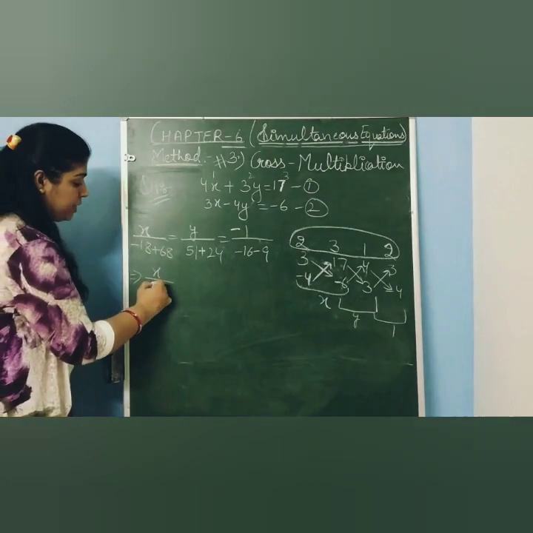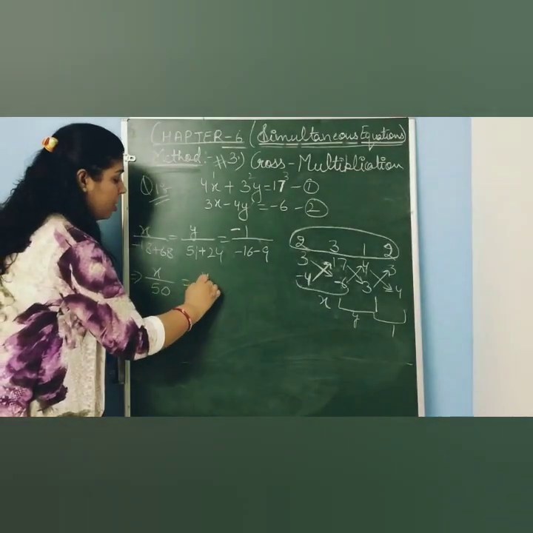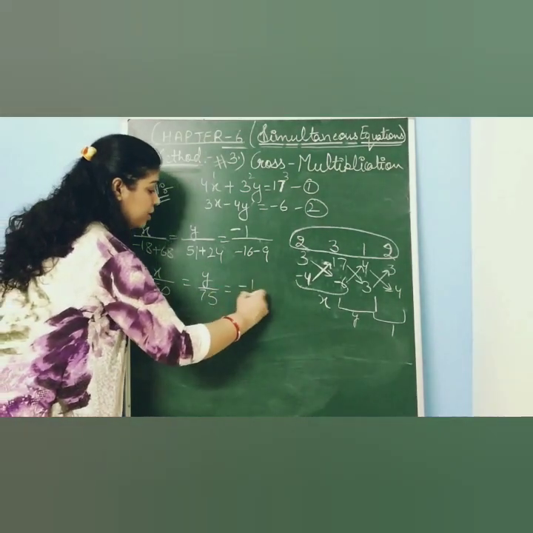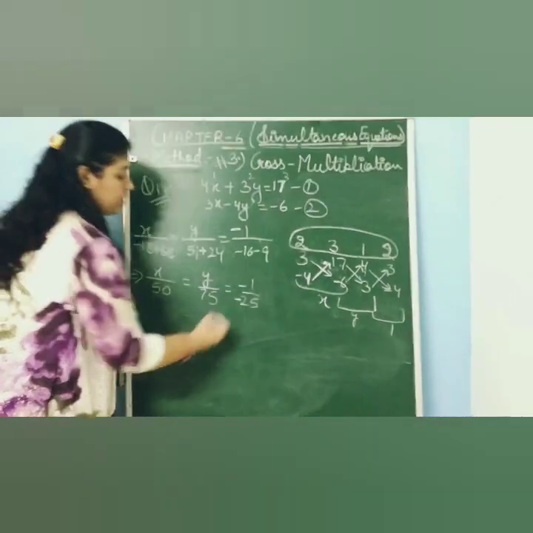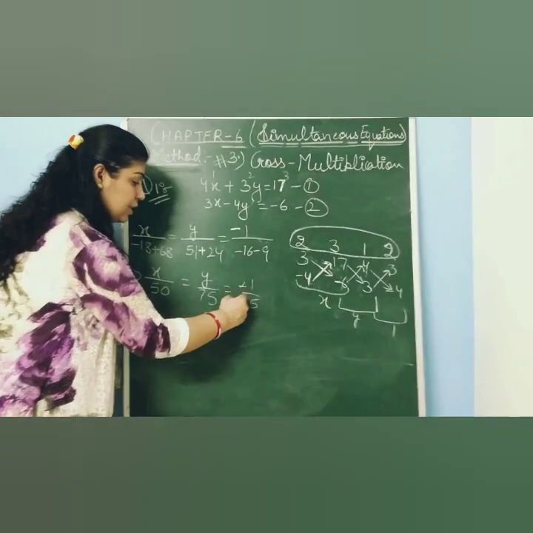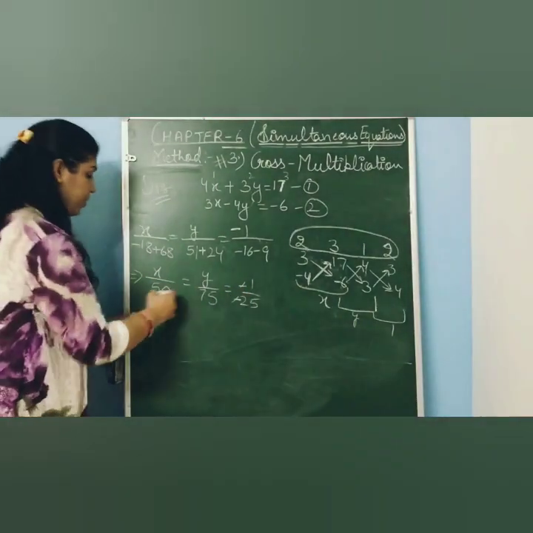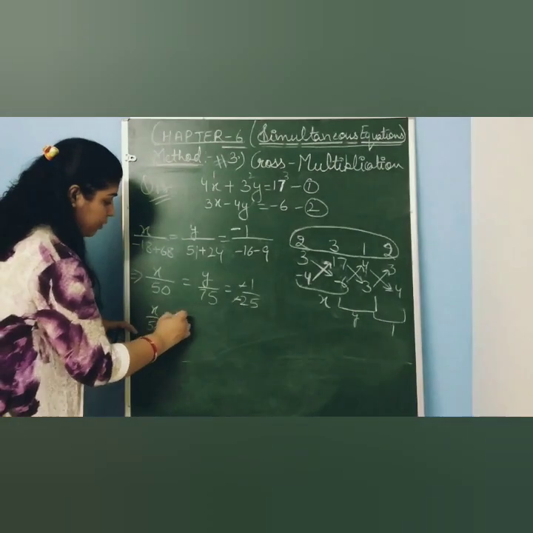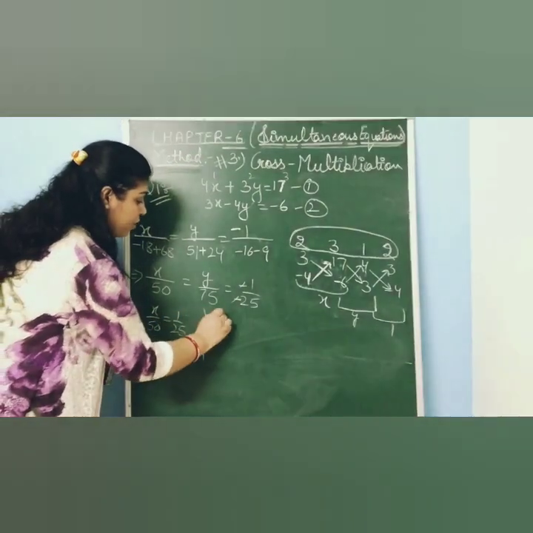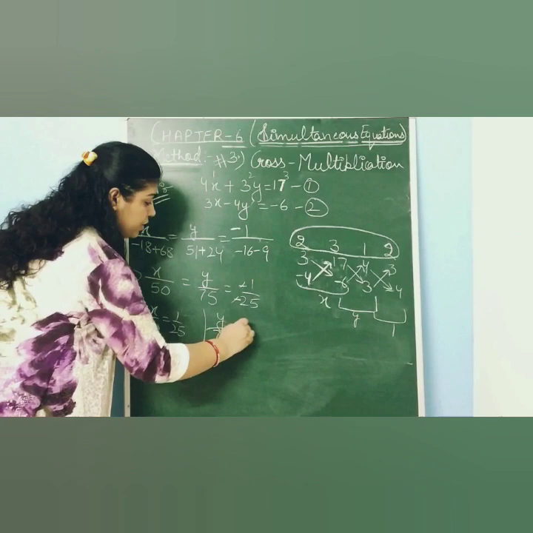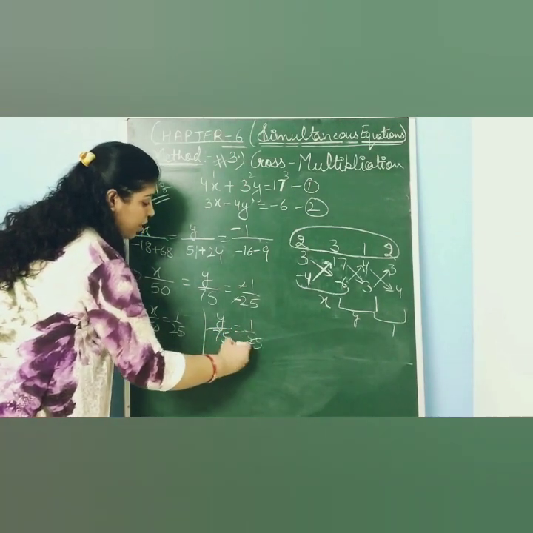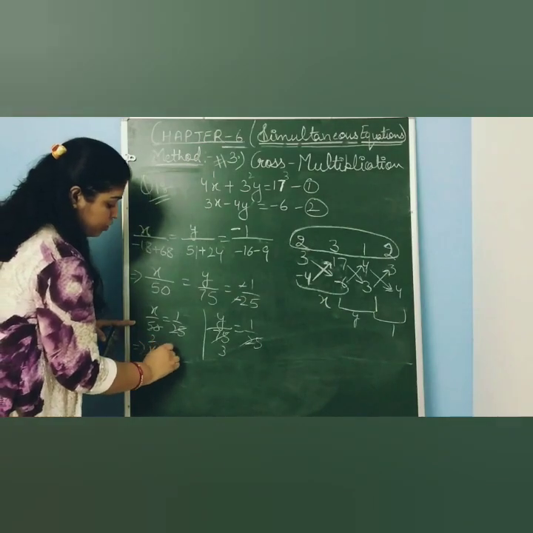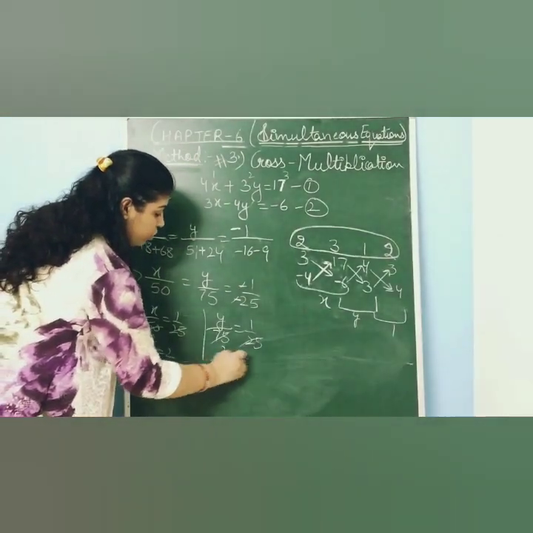Minus 18 plus 68, this is 50. 51 plus 24, this is 75. Minus 1 over minus 25. Can I cancel these two minus? So we are having, अब x की वैल्यू कैसे निकालेंगे? x over 50 is equals to 1 by 25. y की वैल्यू, y over 75 equals 1 by 25. 25 3 the 75, 25 2 the 50. So x is equals to 2, y is equals to 3.